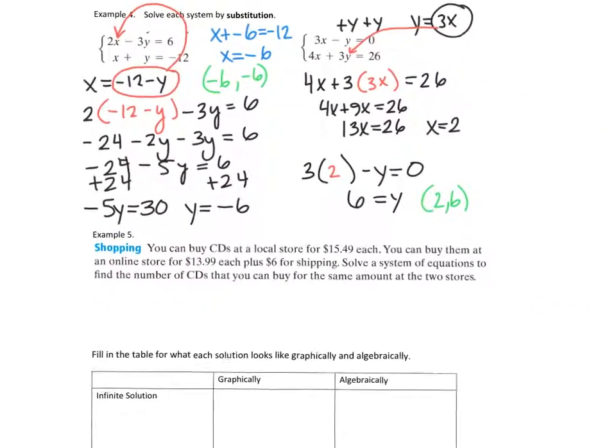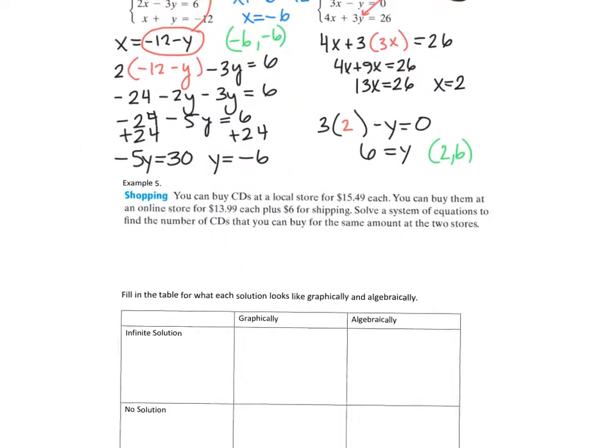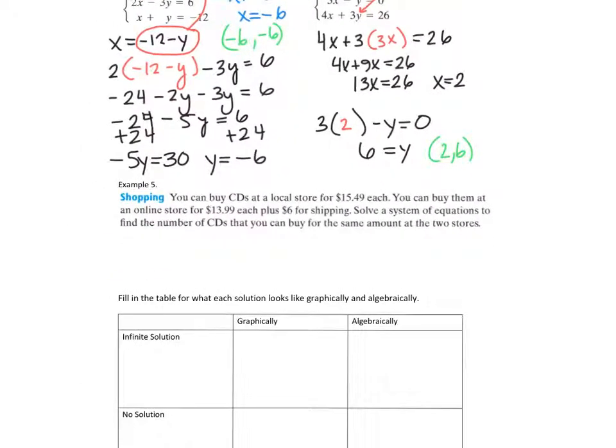All right, you can buy CDs at a local store for $15.49 each. A lot of times when I see each, this means I'm going to multiply these two numbers. You can buy them at an online store for $13.99 each, plus, that'd be a plus sign, $6 for shipping. When you're buying shipping for $6, it doesn't matter how many CDs you buy. No matter what, the set cost is going to be $6 for shipping.